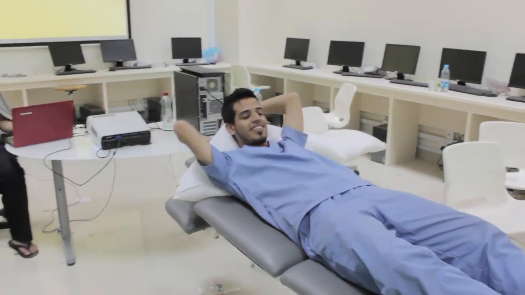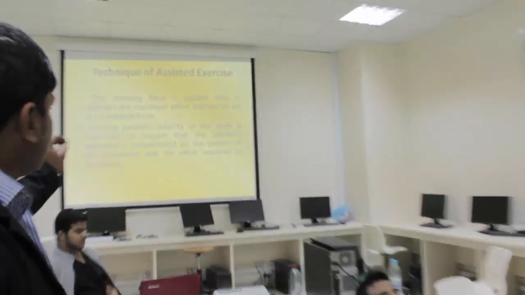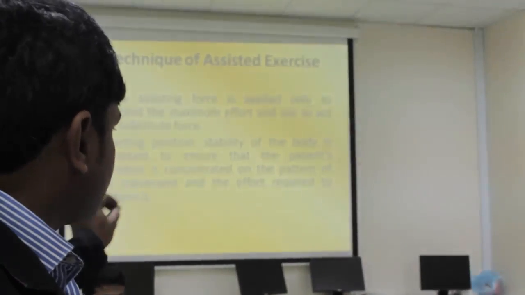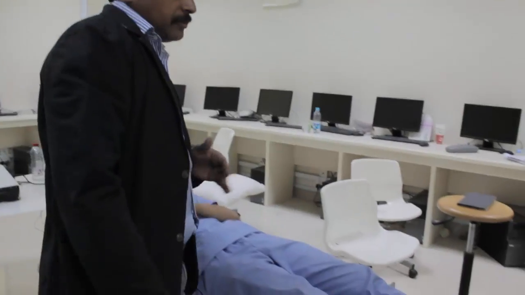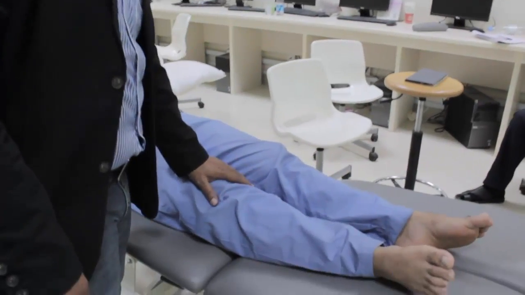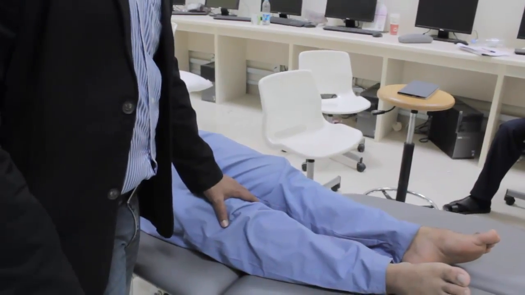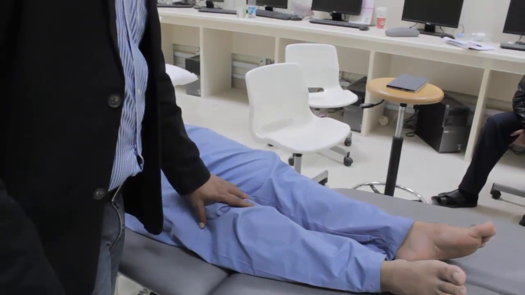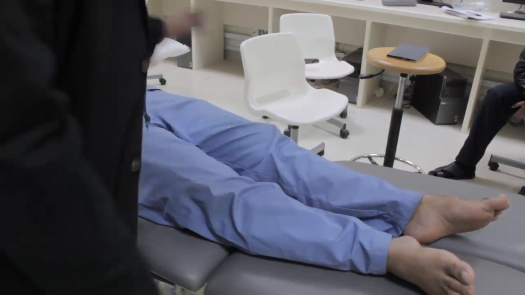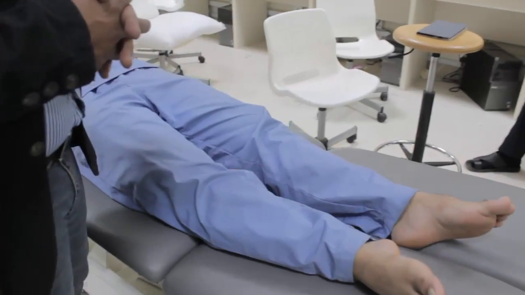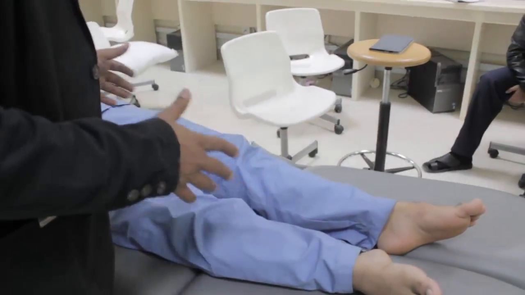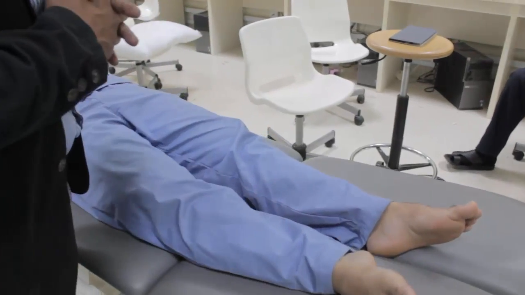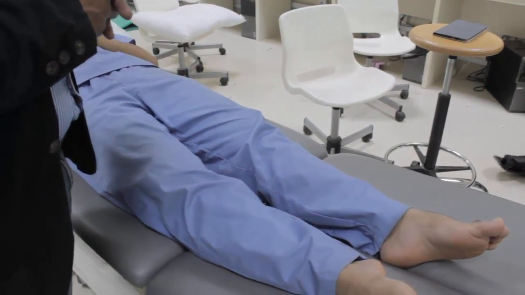Starting position. Stability of the body is important to ensure that the patient's attention is concentrated on the pattern of movement. Now, for example, I am doing it for his lower limb. So I have suggested a starting position of supine lying, where he is relaxed and can concentrate on his lower limbs. Okay.